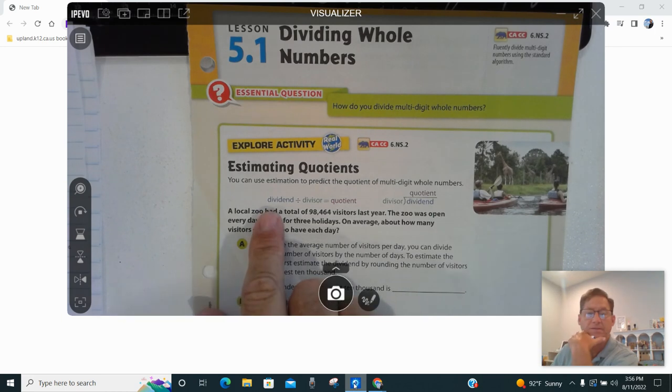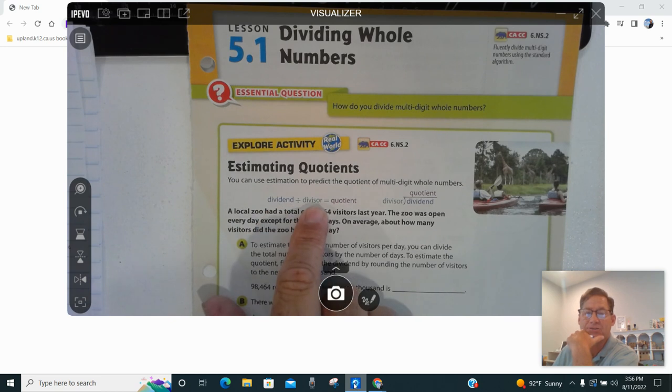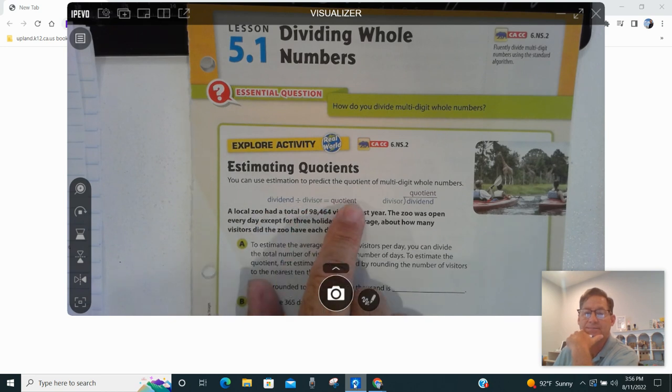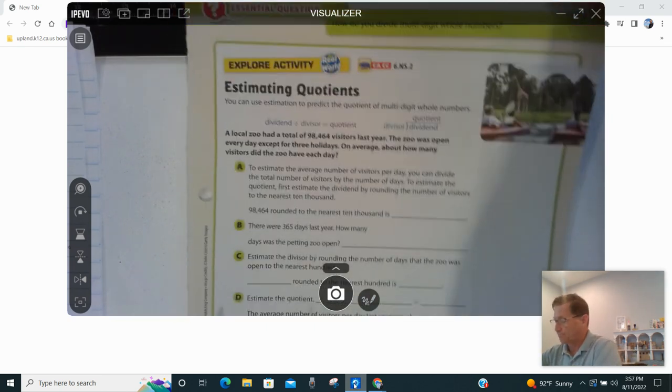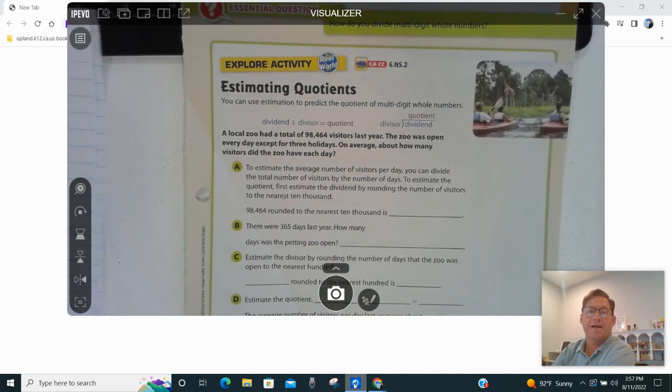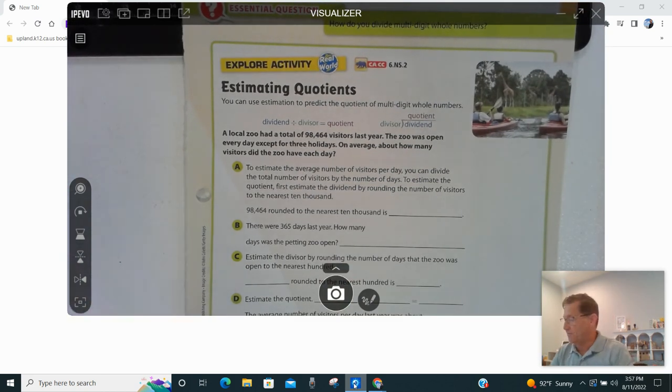Remember that the different parts of the division problem are dividend, divisor, quotient. Or we'll see it this way as well: dividend, divisor, quotient. All right, so a local zoo had a total of 98,464 visitors last year. The zoo was open every day except for 3 holidays. On average, about how many visitors did the zoo have each day?